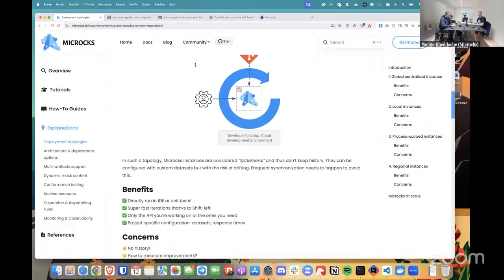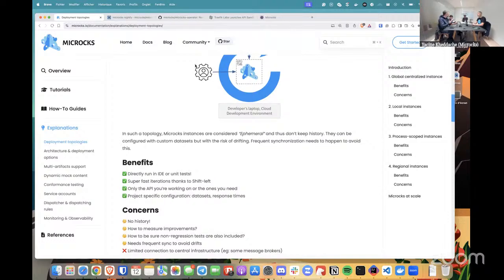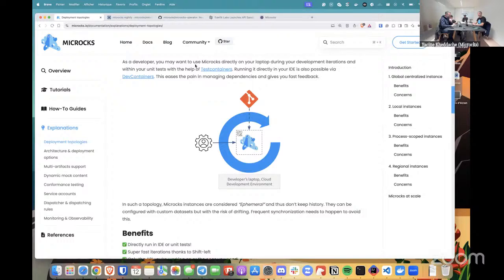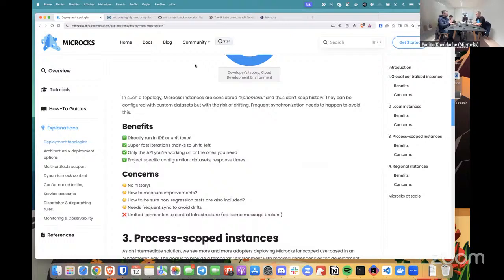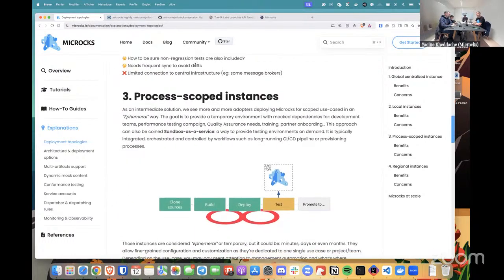Exactly. With benefits, but also concerns. You know, everything is about trade-off. And so we started also to see nice, let's say, intermediary solutions with what we called process scoped instance, you know, some kind of very ephemeral instances of Microcks that may be installed and used during a few minutes, maybe a few days, just for example, for a QA campaign or for a performance testing campaign. Okay, so maybe in the scope of a pull request, for example.